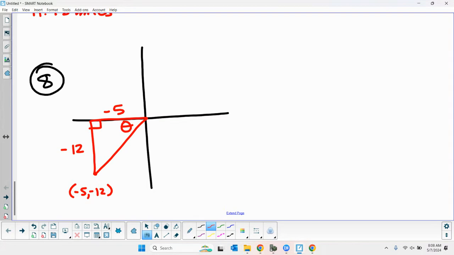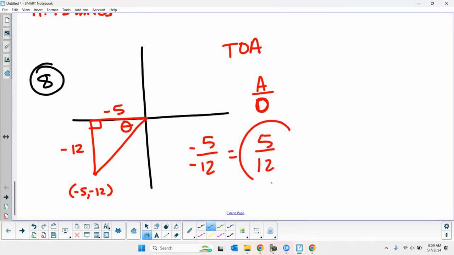It said determine the exact value of cotangent. Remember, tangent is TOA, so cotangent is adjacent over opposite. Do I need to worry about the hypotenuse on this problem? No, I don't have to do Pythagorean. Adjacent, -5. Opposite, -12. Two negatives make a positive. That was letter C for number 8.